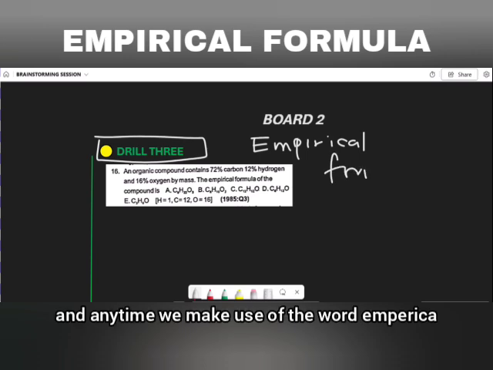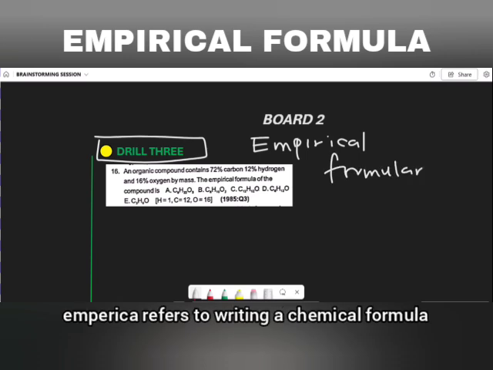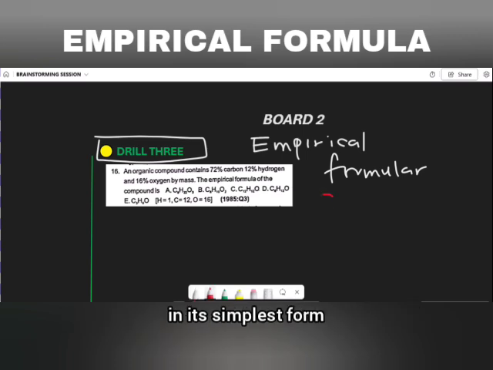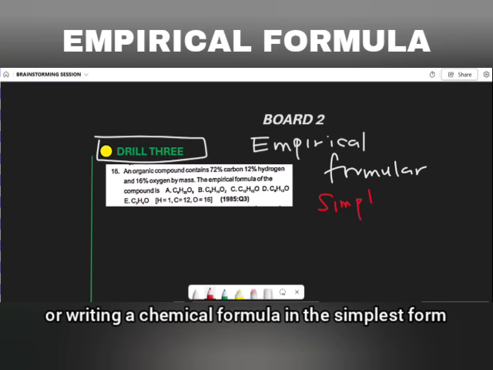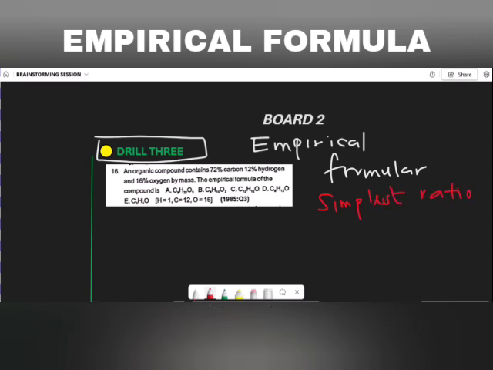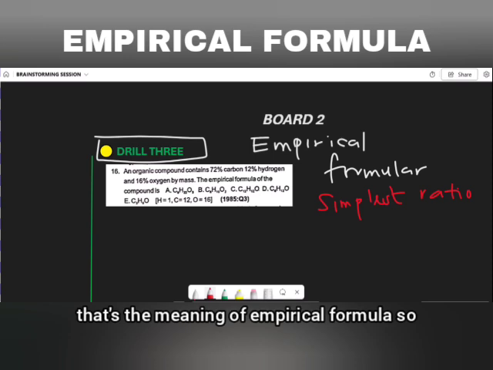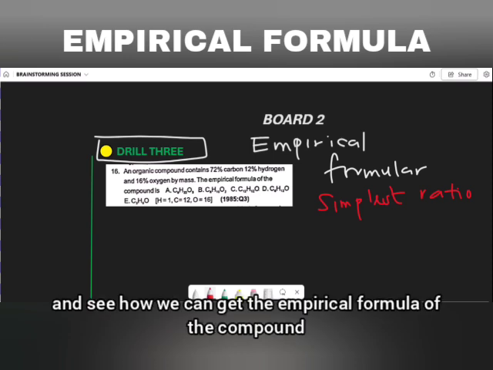Anytime you make use of the word empirical, it refers to writing a chemical formula in its simplest ratio, or writing a chemical formula in its simplest form. That's the meaning of empirical formula. So let's look at the question and see how we can get the empirical formula of the compound.